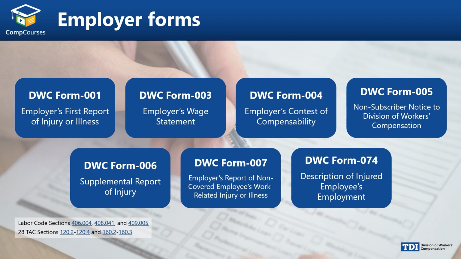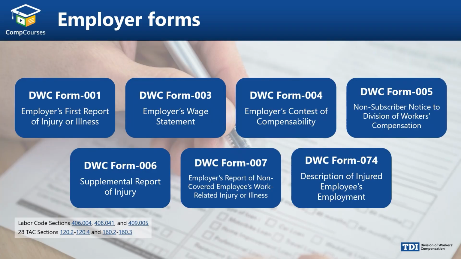Now, the DWC Form 003, which we also mentioned earlier, is the employer's wage statement. Remember, this one must be filed within 30 days from the date an employer is notified that an injured employee is entitled to income benefits. This form is very important because it actually helps the insurance carrier determine an injured employee's benefits, if they're entitled to any income benefits. So again, this is the DWC Form 003, Employer's Wage Statement.